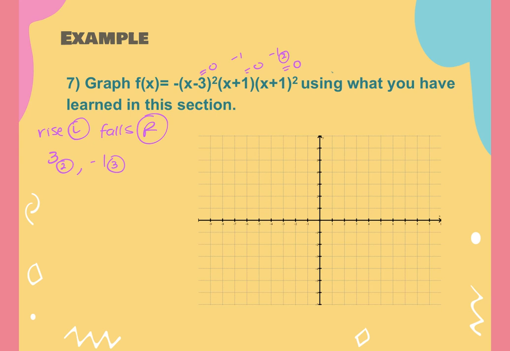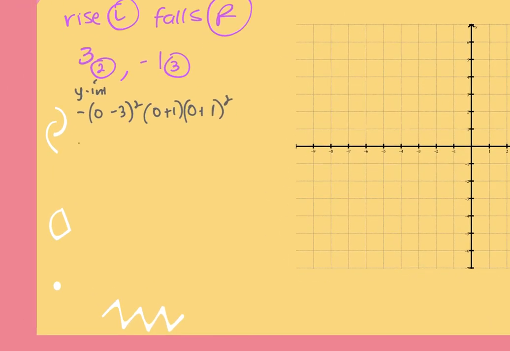Now, the catch is that the y-intercept isn't as easy to plug in, right? Now we've got to actually plug them in. So -0 minus 3 squared times 0 plus 1 times 0 plus 1 squared. This is my y-intercept. So I'd get -3 squared times 1 squared. -9 times 1, which is -9.